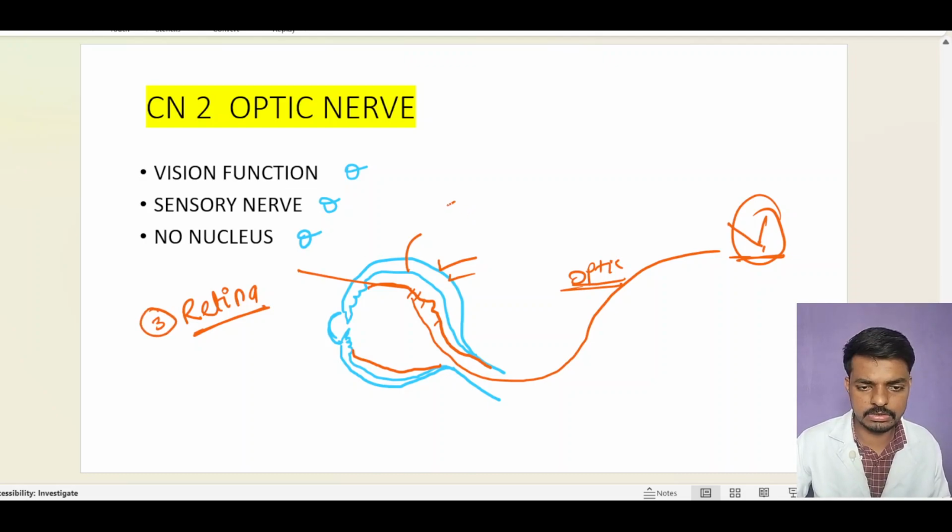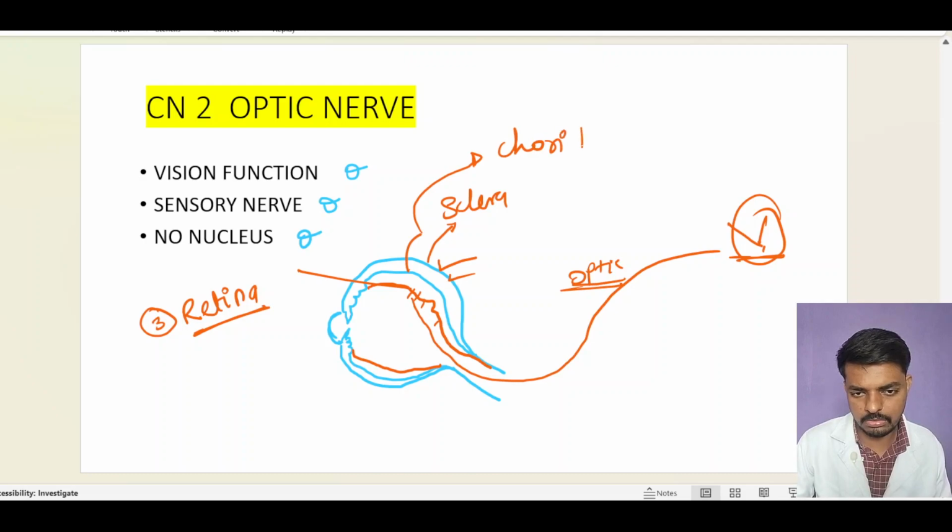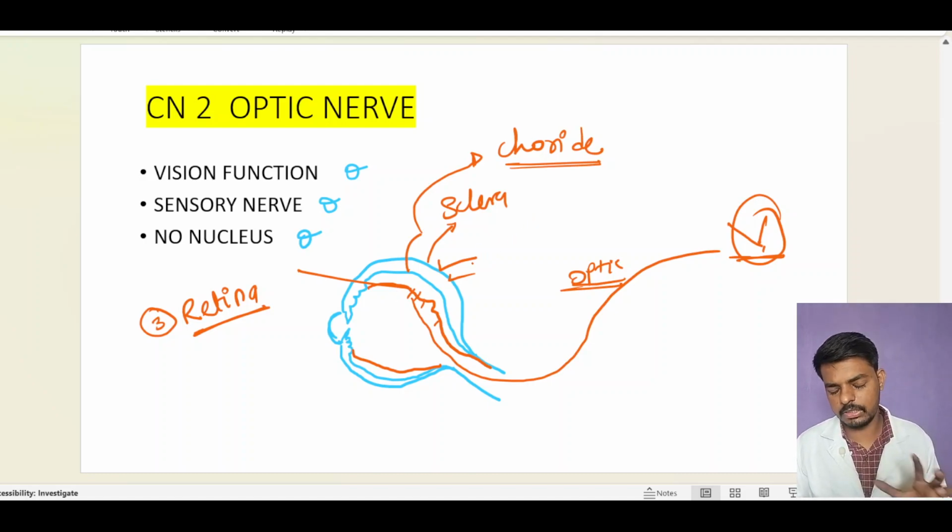The first one is the sclera, the second one is the choroid, where our blood supply is, which supports the blood supply of the retina also. While explaining the structure of the eye, I will explain each and everything in detail. I am just creating a base here for your optic nerve study.